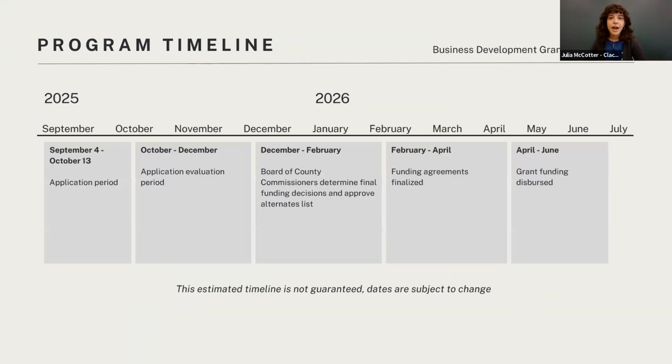All right, so I'm going to go over just a general overview of the timeline from applications opening through to when funding is dispersed near the end of the fiscal year next June. So after applications close, there is an evaluation period where your application is reviewed, evaluated for eligibility, scored. I'll get a little bit more into that process later when we talk about evaluations. After that period is done, the Board of County Commissioners makes a final decision about who receives funding and who will be placed on the alternates list, which I will also talk about.